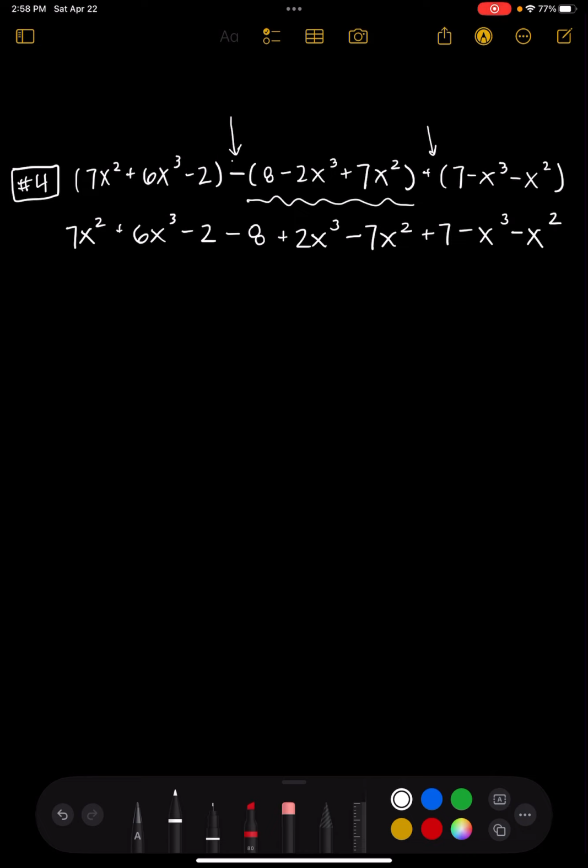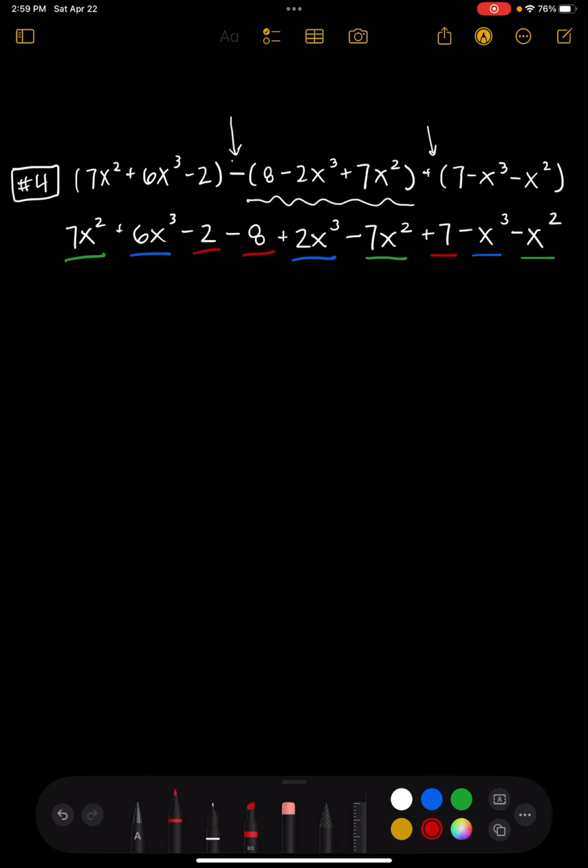Okay, now we're going to just combine some like terms. So let's start with my front number, which is that 7x squared. The other x squareds I see are the negative 7x squared and then the negative x squared. Now let's go to the next one, which is 6x cubed. And the other x cubeds I see are 2x cubed and negative x cubed. And then we have things without x's, so negative 2, negative 8, and positive 7.